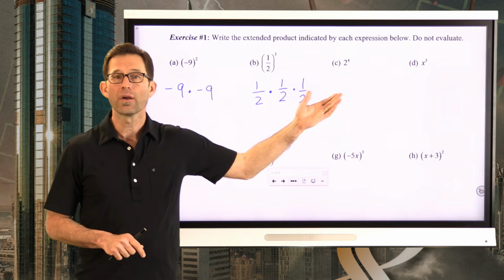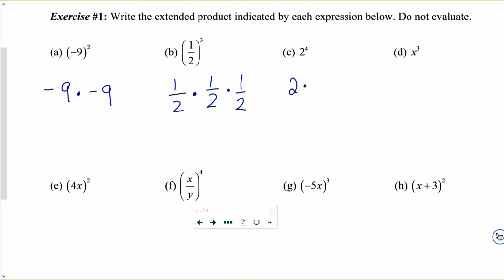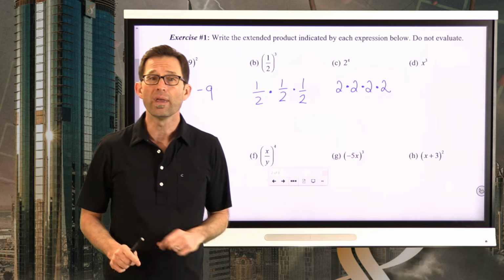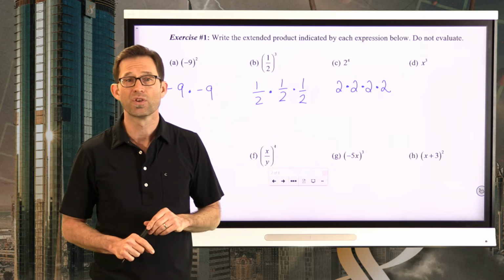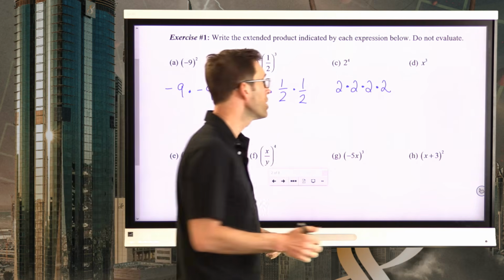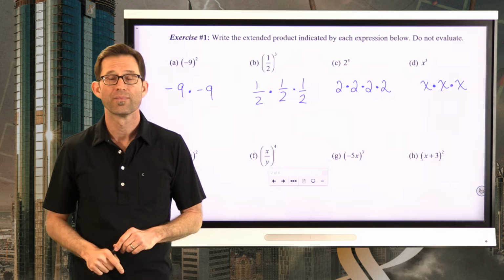All right, well here we have 2 to the 4th power, right? So that's telling us 2 times 2 times 2 times 2. Simple, right? Now in letter D, we get to our first variable. We have x raised to the 3rd power, also known as x cubed. Now x to the 3rd power is simply x times x times x. That's it, right? Nothing more than that, but that is what it tells us.